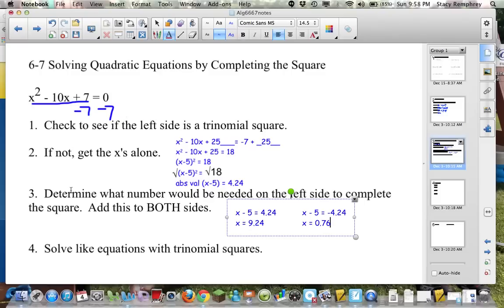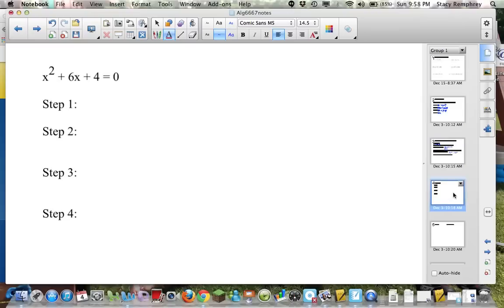So again, if you read through 1, 2, 3, I've kind of written out the steps for my verbal learners, so you'll see over here. So I'm going to do it again with this next problem. The first thing I look at is x squared plus 6x plus 4 is not a trinomial square. I can tell because 6 divided by 2 is 3. 3 squared does not equal 4. So the very first thing I'm going to do is get the x's alone.